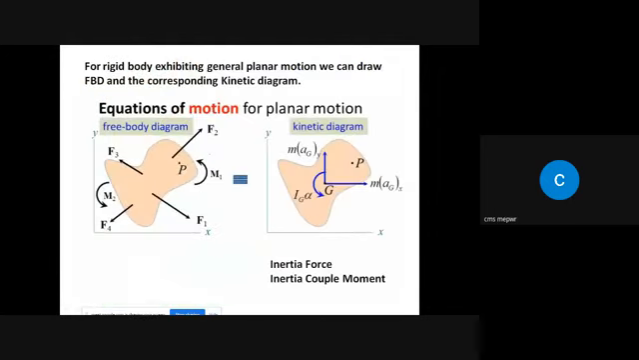Okay, and we already introduced one other diagram which is known as the kinetic diagram. So we can also draw the corresponding kinetic diagram for this body, and the kinetic diagram is shown over here. Now in the kinetic diagram, what we basically do is replace the applied forces with the inertia force. And inertia force is basically the acceleration produced due to the applied force multiplied by the mass of the rigid body.